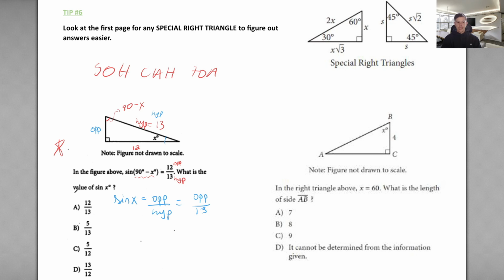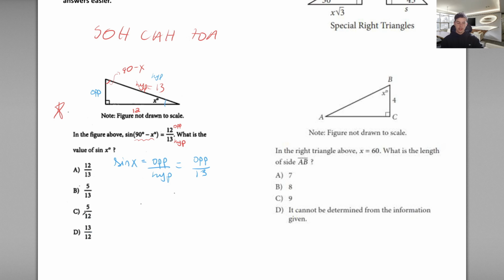So A can be right, B can be right. C couldn't be right because it's divided by 12, which doesn't make sense. And D is also divided by 12, so that doesn't make sense. So let's see between A and B. A is 12 divided by 13, but we know that the 12 is not the opposite. 12 is the adjacent side of x. So this also doesn't make sense. And that leaves us with B without doing a single calculation.